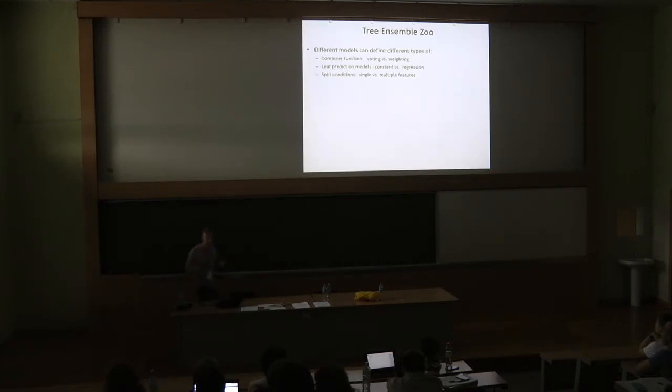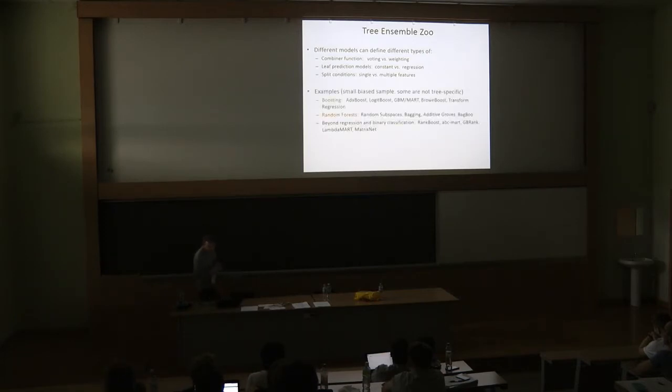So there are lots and lots of different variants of tree algorithms that use different types of combiners between the different trees if multiple trees are learned. You can have different models for prediction in leaves, and you can have different types of split conditions, so either just split based on the value or have more complex conditions in there. And just a quick run through a number of examples.